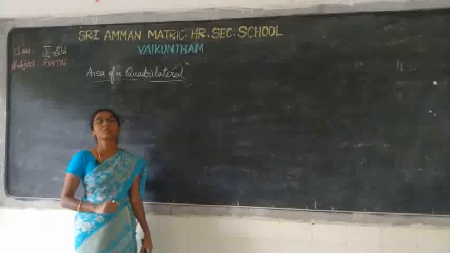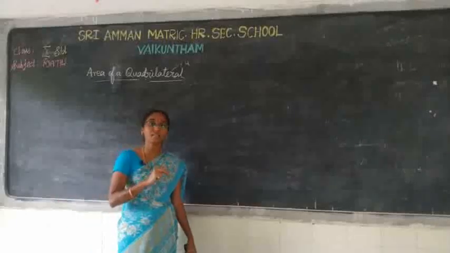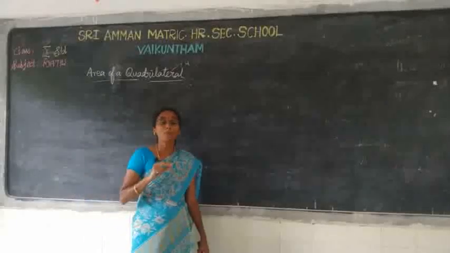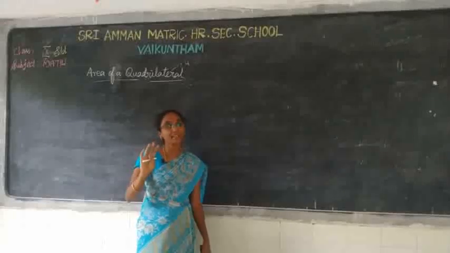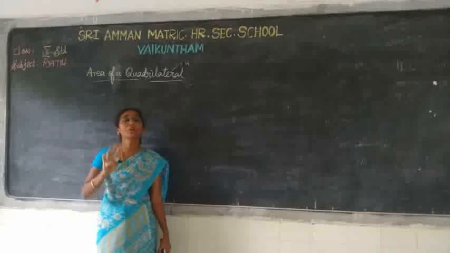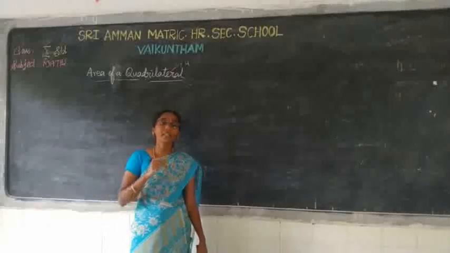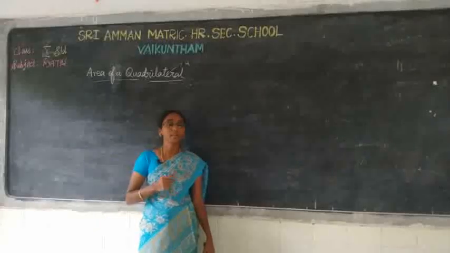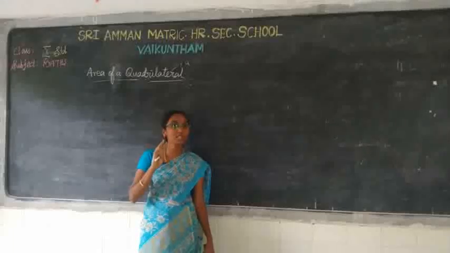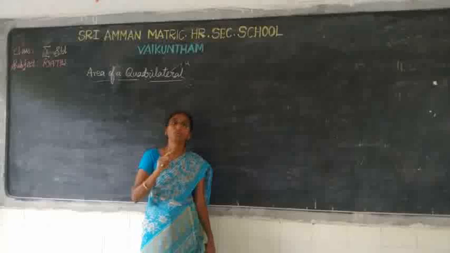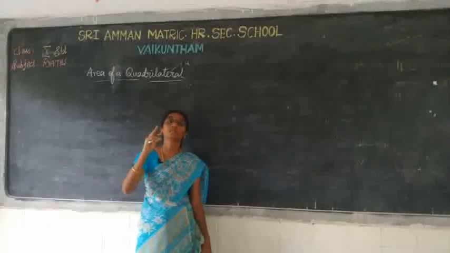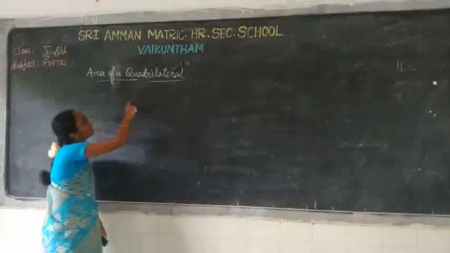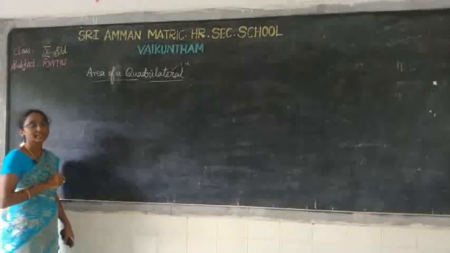You already studied this in the last class. A quadrilateral is a geometrical shape that contains 4 sides. Some examples of quadrilaterals are square, rectangle, trapezium, parallelogram, and rhombus. These are quadrilaterals.